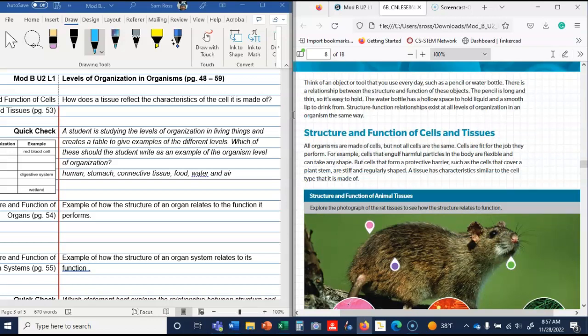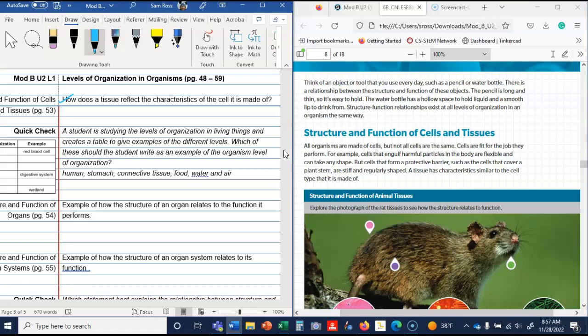Like skin cells are made to be elastic. They're made to stretch. And there are other cells that are not made to stretch. We need our skin cells to be able to stretch and to move, right? So the answer to this question is that a tissue has characteristics similar to the cell type it's made of. And then let's go on to the quick check.